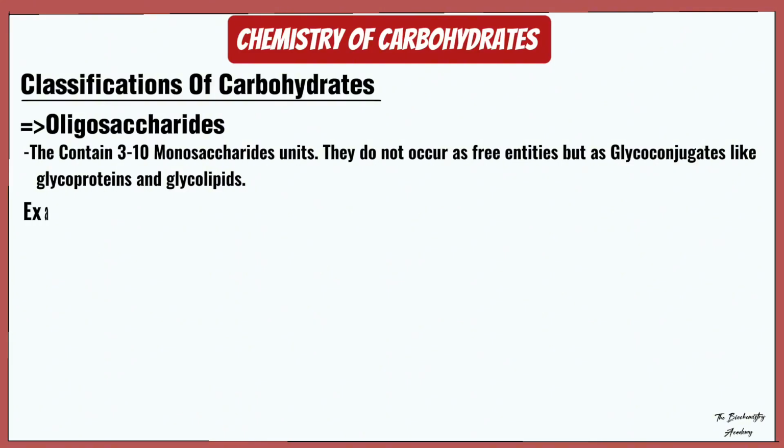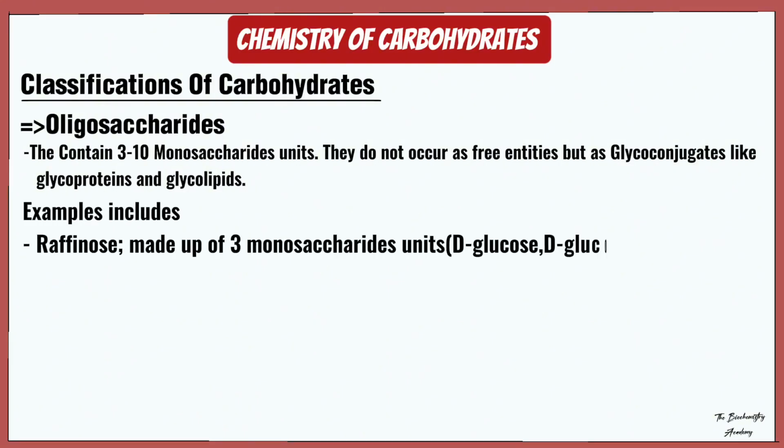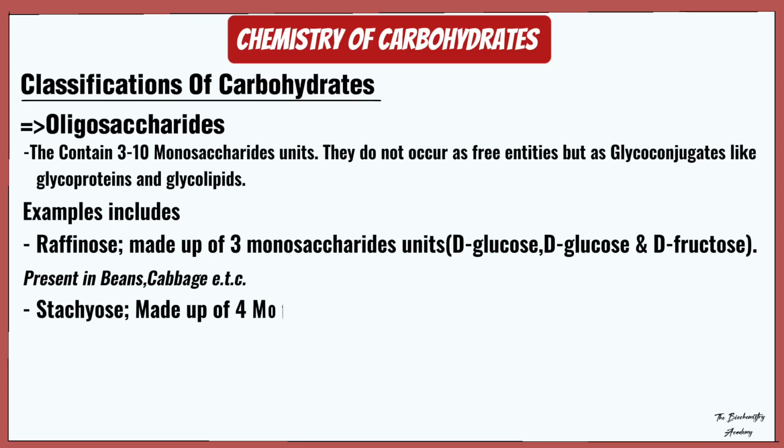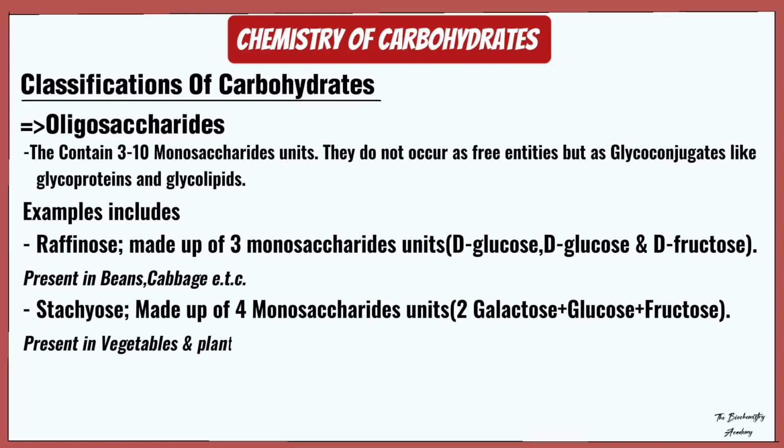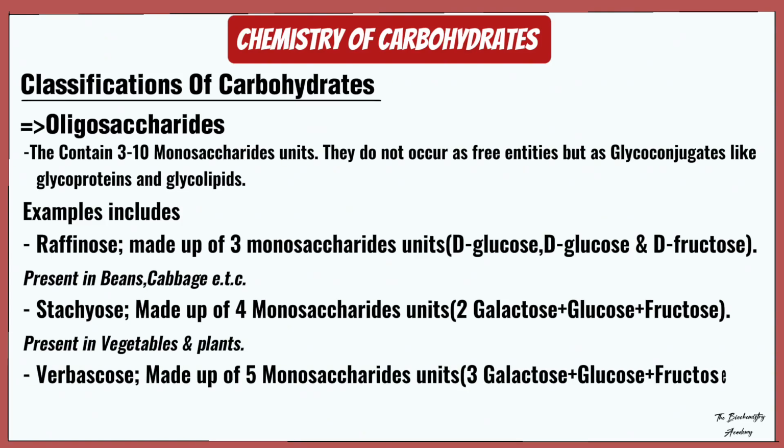Now, examples of these oligosaccharides include raffinose, which is present in plants, and it is made up of 3 monosaccharide units, which are alpha-D-glucose, beta-D-glucose, and beta-D-fructose. And they are mainly present in beans, cabbage, or other vegetables.